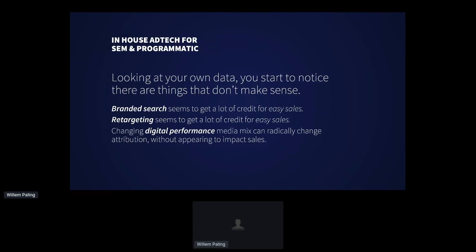Retargeting is where we find someone who has come to our website to try to get an insurance quote, and because of that, we pay extra to put ads in front of them. Again, the opportunity to put an ad in front of them came about because they were trying to buy the product, so a lot of those sales would have happened anyway. By changing a category of marketing called digital performance media, we can radically change attribution, which media is getting credit for which sales, without appearing to impact sales.